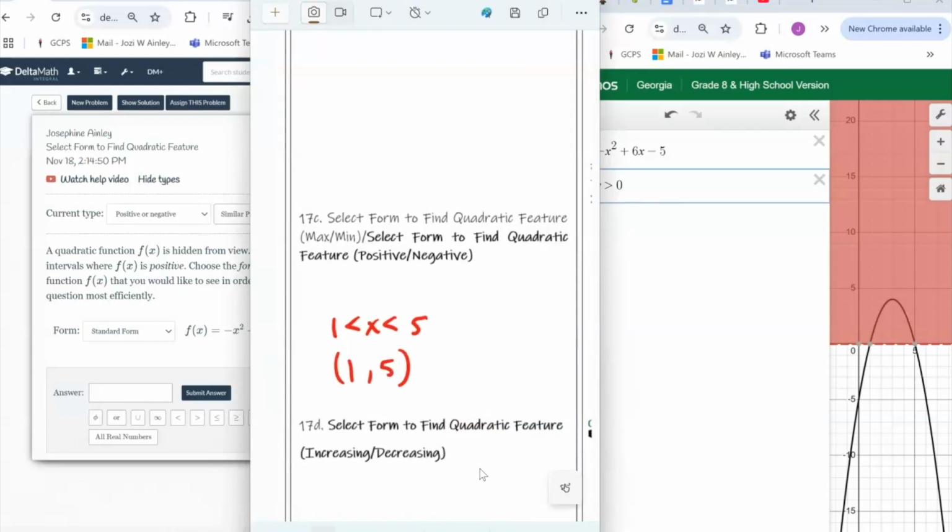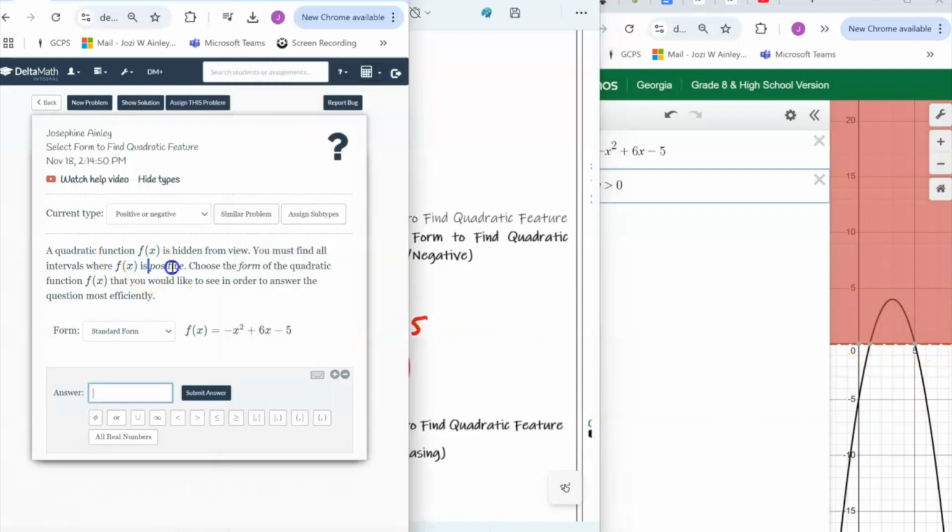All right, but one answer. Why? Because it's continuous. So it's positive, one answer. Okay. Now, if the question was, when is it negative?